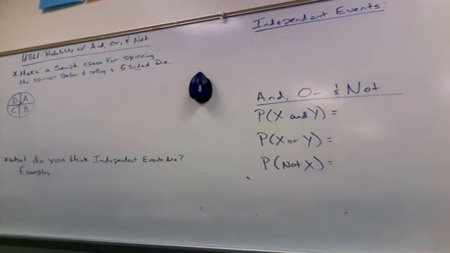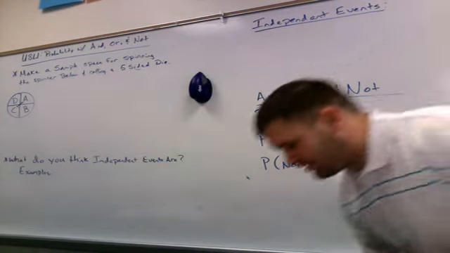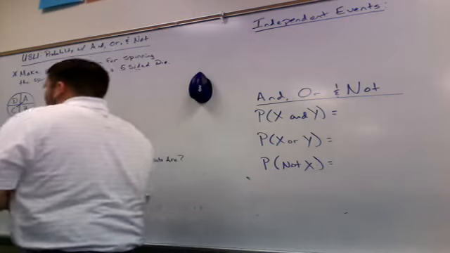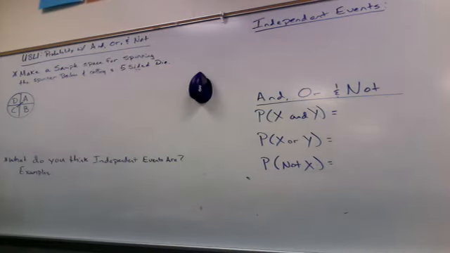How many outcomes are there for rolling the dice? 5. Good. How many outcomes for spinning the spinner? 4. So, how many total outcomes are there? 20. How do we get 20? 5 times 4. Does that make sense?